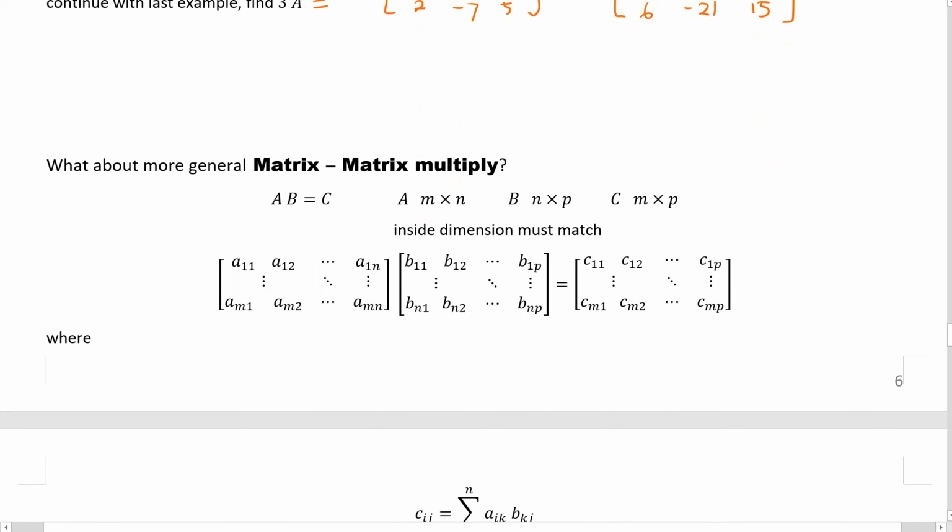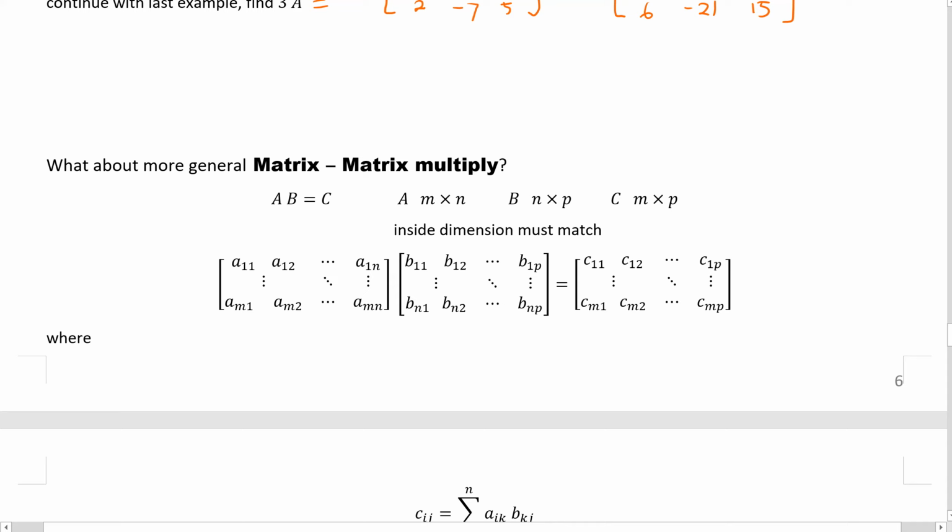Okay, next is the key part. How about matrix multiplication? Okay, so how do they multiply together? Suppose we have matrix A, matrix B. So let's see the products. Then what's the dimension? Well, the dimension of A is M by N. Then the dimension of B must be N by P.